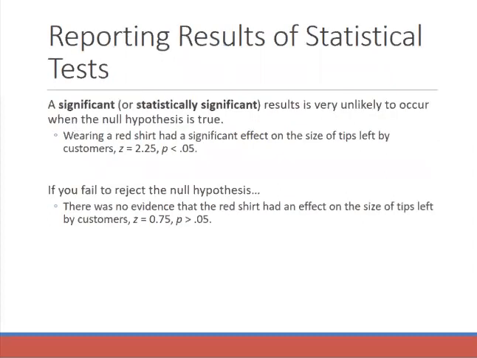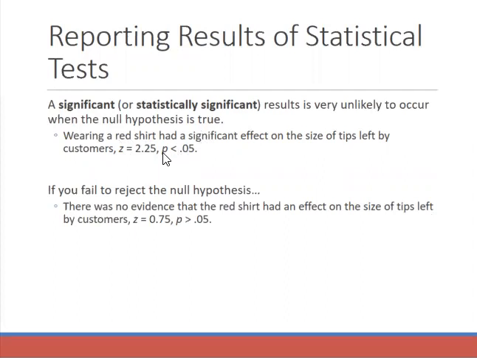So if you have a significant, or sometimes it's called a statistically significant result, we determined that these results would be very unlikely to occur if the null hypothesis were actually true. So you need to report your test statistic. And so it would look something like this. Wearing a red shirt has a significant effect on the size of tips left by customers. We report our test statistic.